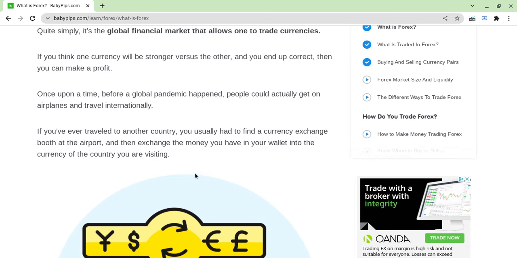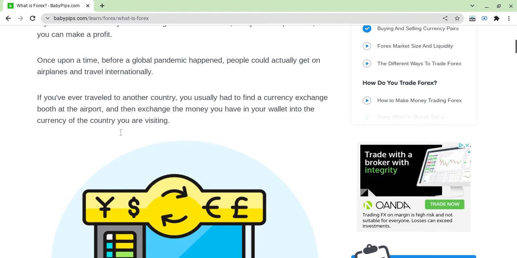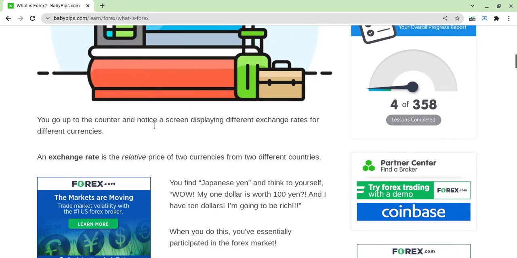Now, back in the day, people were able to go to a booth at the airport to do a currency exchange. Let's say you're in one country and you need to exchange your currency, for instance your U.S. dollar, because you're going to Japan and need to spend yen, their currency. Well, you have to exchange it, right? And so there's a counter that has a screen displaying different exchange rates for different currencies. The exchange rate is the relative price of two currencies from two different countries.